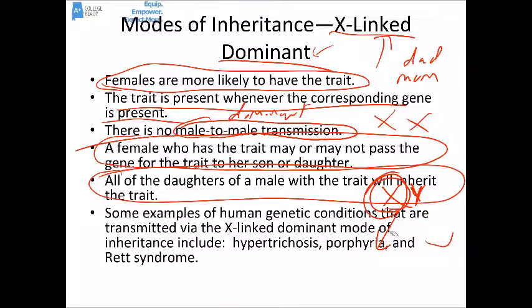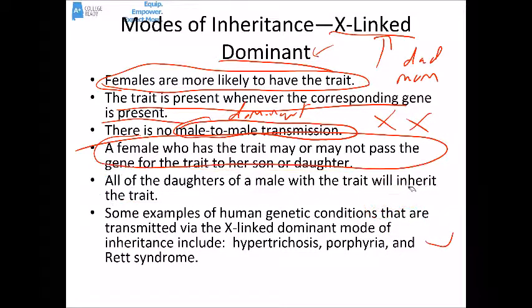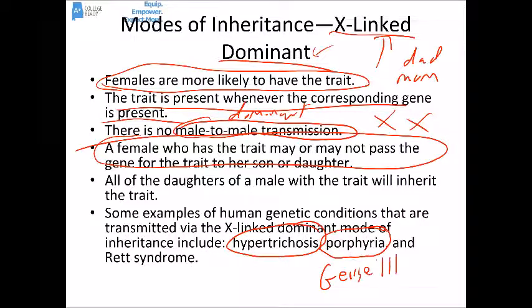There's several kinds of genetic disorders related to X-linked dominance. Hypertrichosis is when people have an excessive amount of body hair. Porphyria is a blood disease that was common in like the English royal families. We think that George III, who was king during the American Revolution, had it.